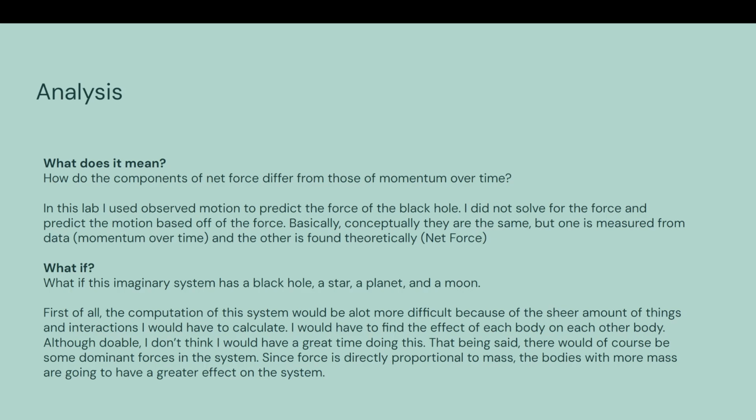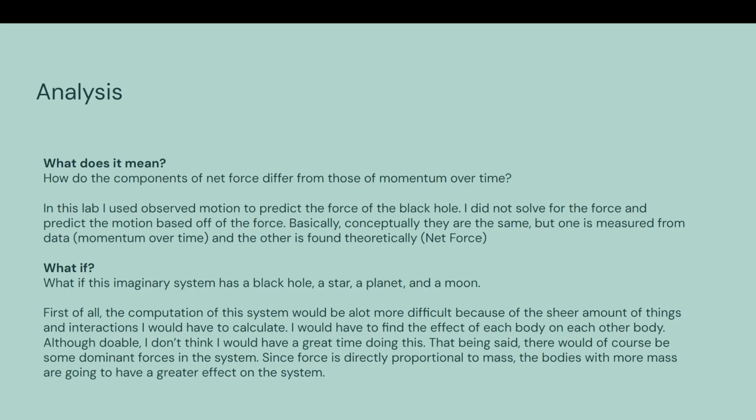As for my analysis, what does it mean? The question is, how do the components of net force differ from those of momentum over time? Really, the answer is that they are conceptually the same, but one is measured from data, momentum over time, and the other is found theoretically. In this lab, I observed the motion given to me by my email to predict the force that the black hole put on the star. I was able to use how the star moved to calculate the gravity of the black hole.